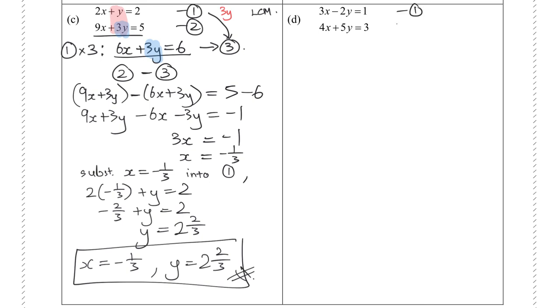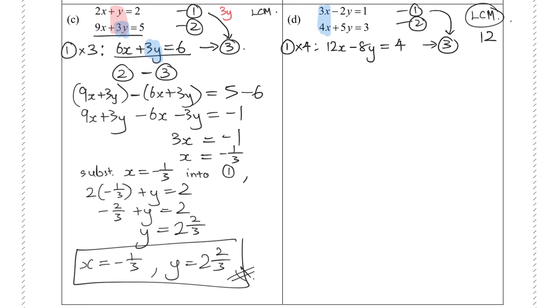Last but not least, equation 1, equation 2, label it and decide. Which one is easier to find the lowest common multiple of? To be honest, both are equally difficult. So I'll just pick x to be the one we'll concentrate on. Okay. So the LCM of 3 and 4 is actually a 12, right? So I'll have to take equation 1 and multiply it by 4. What will I get? 12x minus 4 times 2 is 8y. 1 times 4 is 4. So this becomes equation 3.